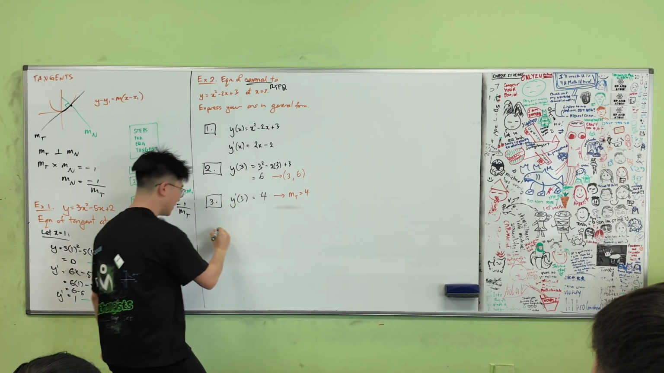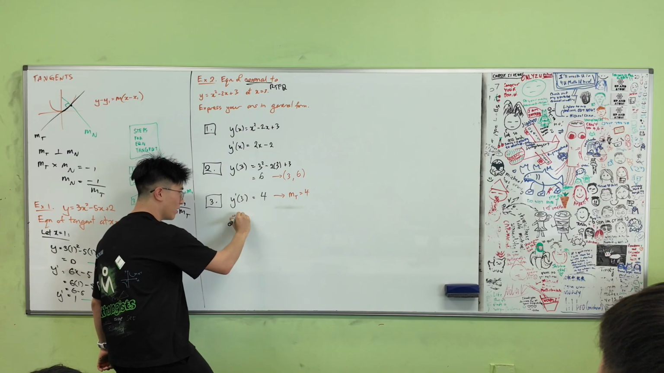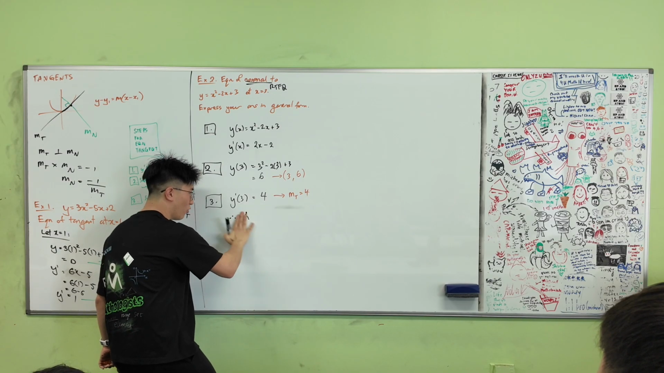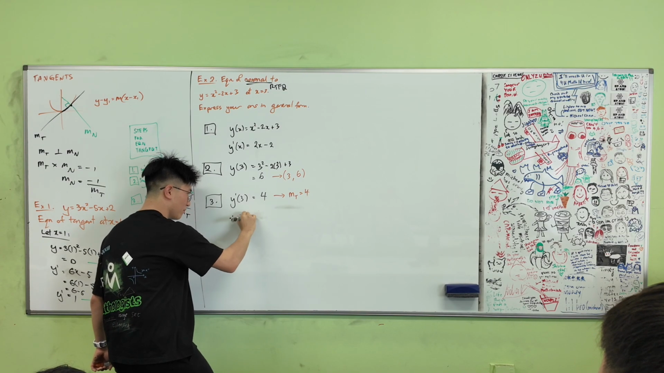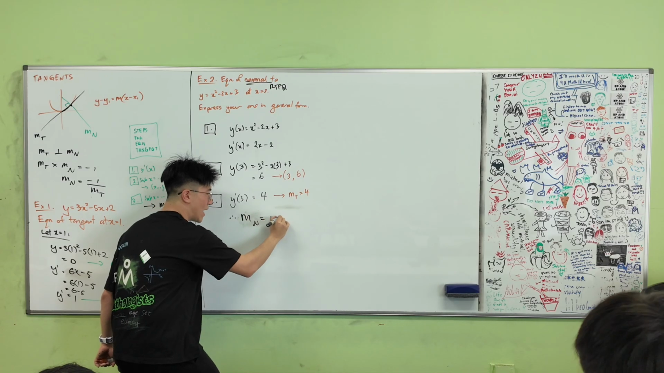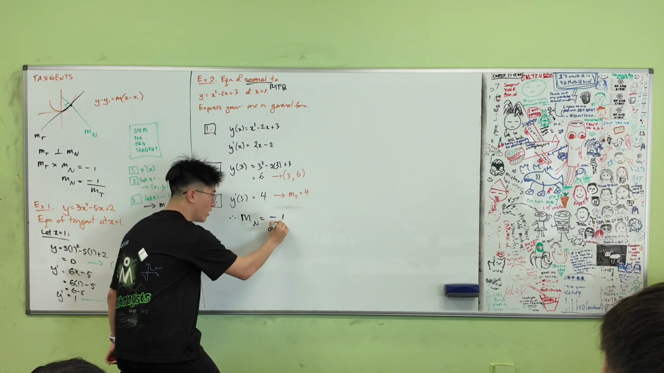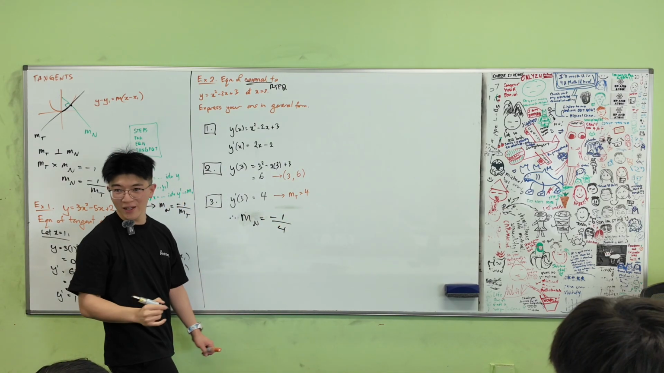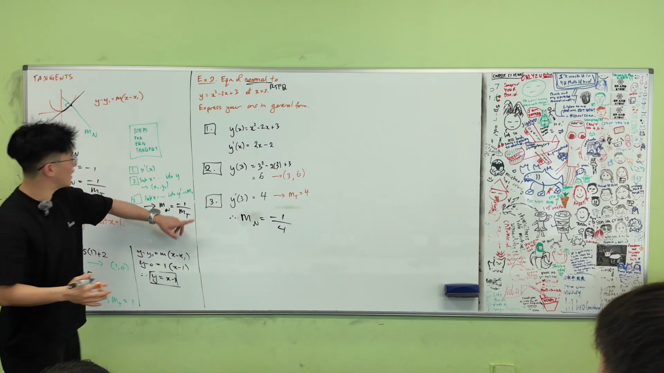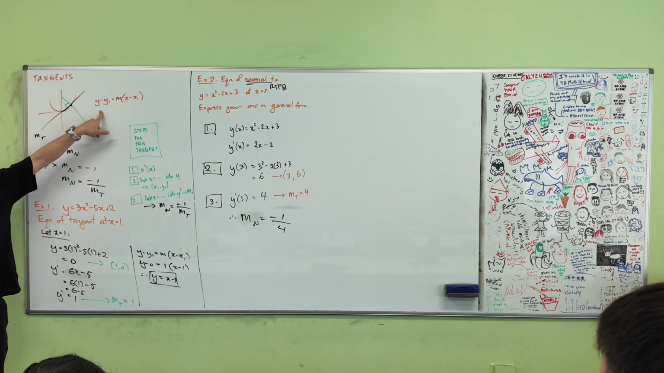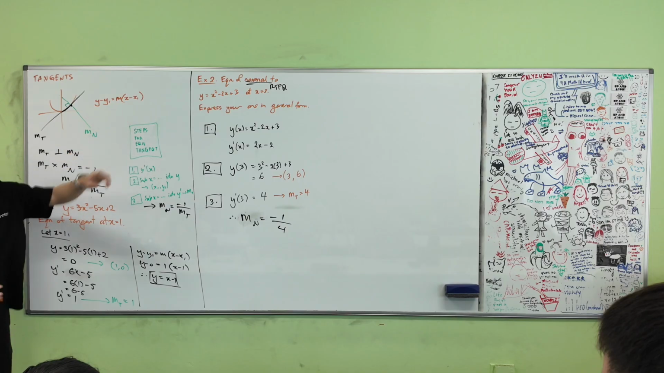So when you get to this line, this is sort of your pseudo step 4. Gradient of normal equals negative reciprocal. So negative 1 over 4. Okay? Now I've got all the things I need to plug in here. All of those ingredients. I just need a point and a gradient. So let's go plug it in.